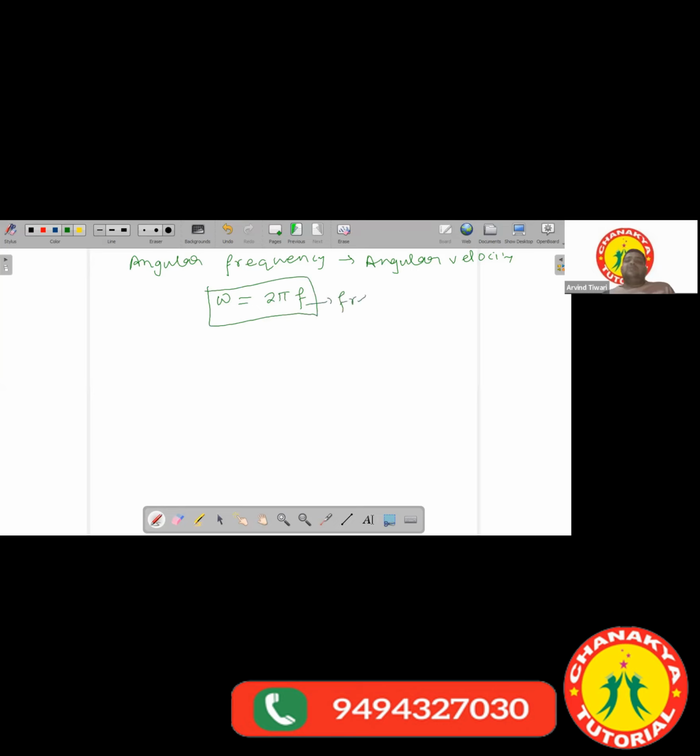F is the frequency, not the angular frequency. So it is related by the formula omega equals 2 pi f. Understood this?